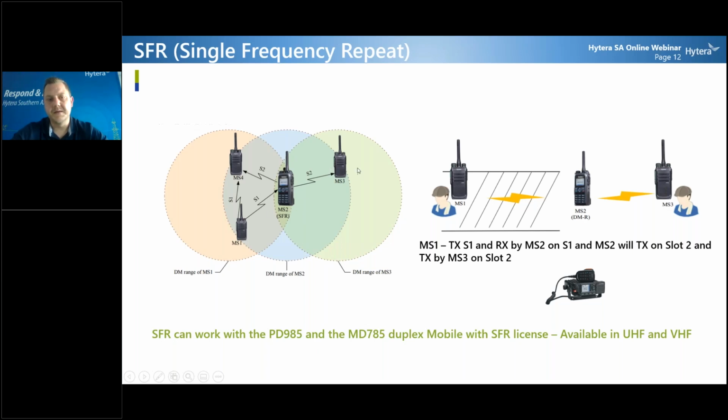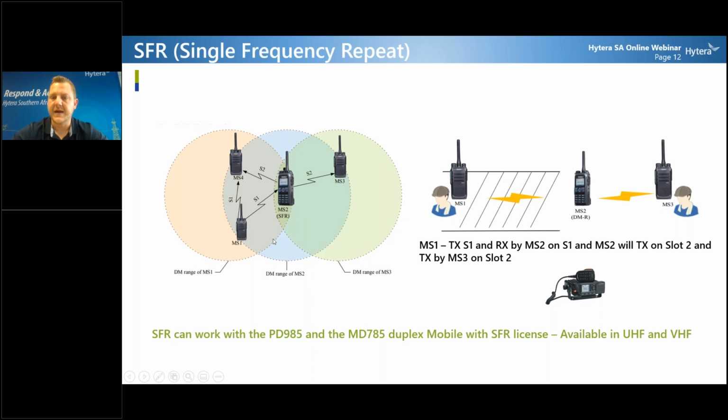A typical example where you would use an SFR, I know we've had some good success using these on farms, where a simplex frequency doesn't reach all the areas of the farm. But if you deploy an SFR mobile somewhere in the center or in a building with an external mobile antenna, you will have repeater-like coverage using a simplex frequency. We've solved a lot of problems with customers that had coverage issues using simplex, where we've introduced an SFR into the solution. Note, this only works in digital mode.